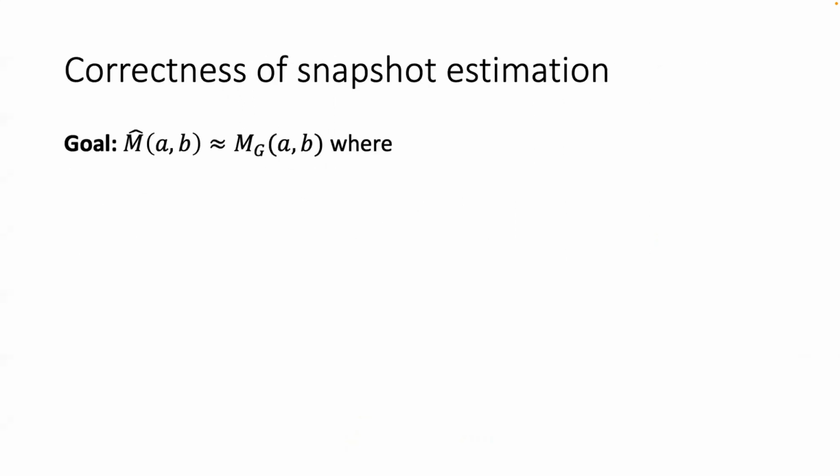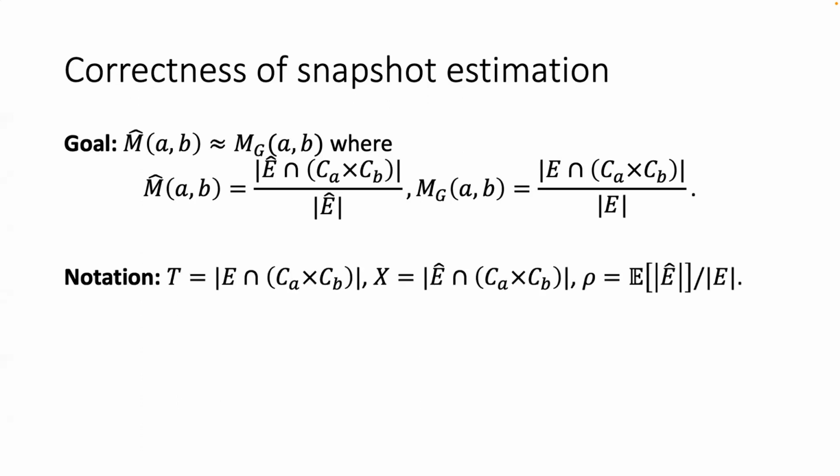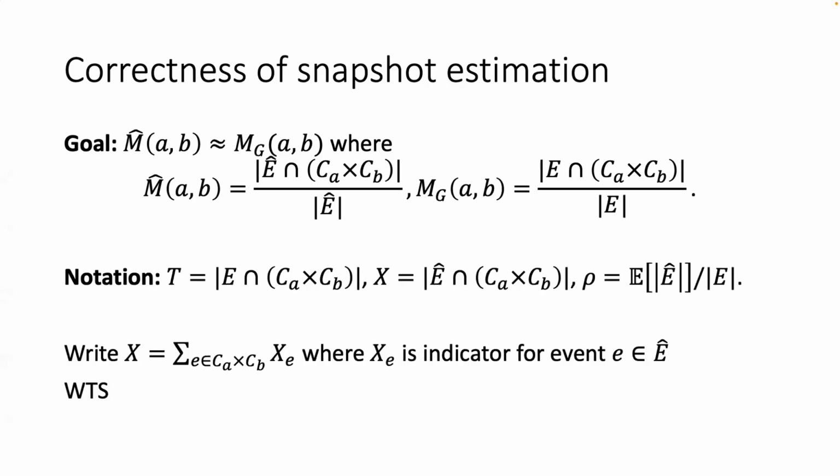Okay, so let's think a little bit about the correctness of this algorithm. The goal is basically to show that the number of edges going from bias A to bias B in the sample is roughly the same as the number of edges going from bias A to bias B in the overall graph. I said X was the number of edges that you sampled going from bias A to bias B, and T was the true global number of edges going from bias A to bias B. And you're trying to show that you get this correct estimate.